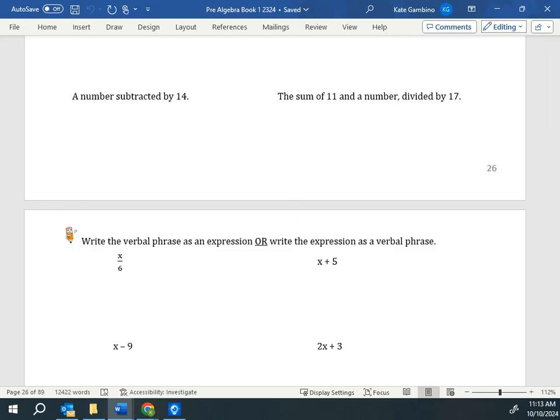Interesting. What does your page look like? My page is looking different than this. Do you have a second page? Okay, I do not have a second page.